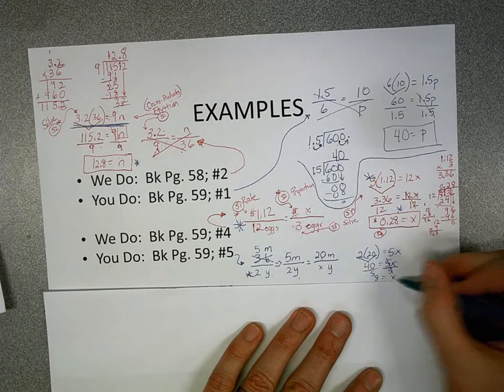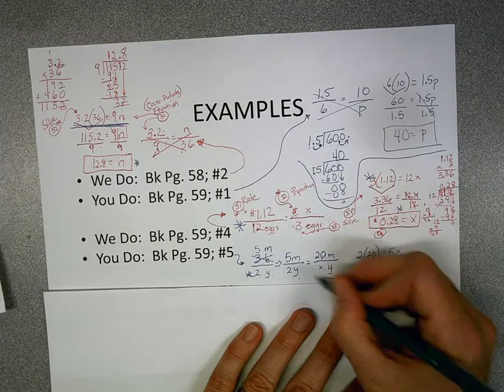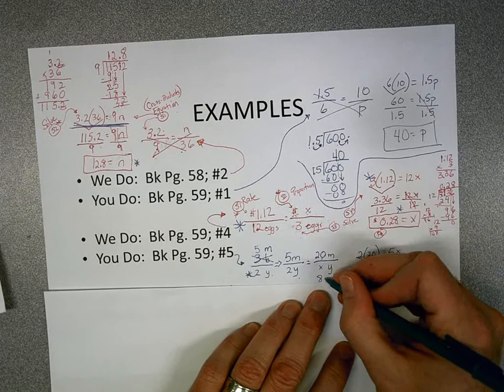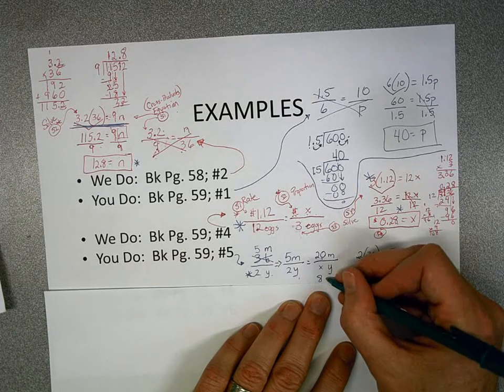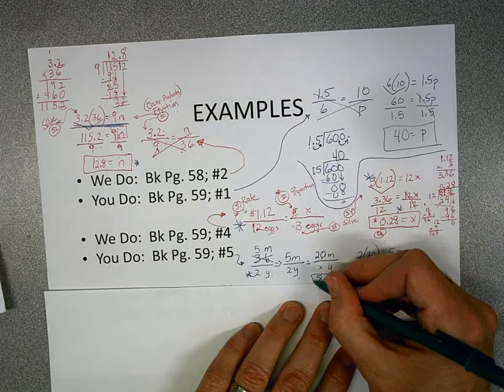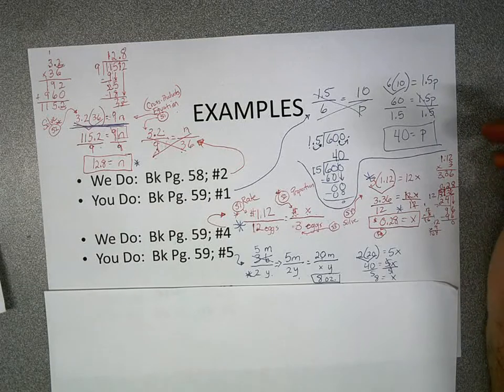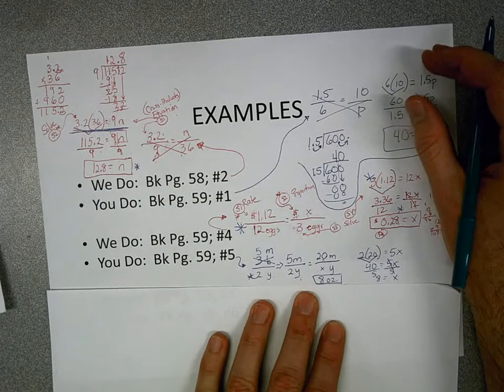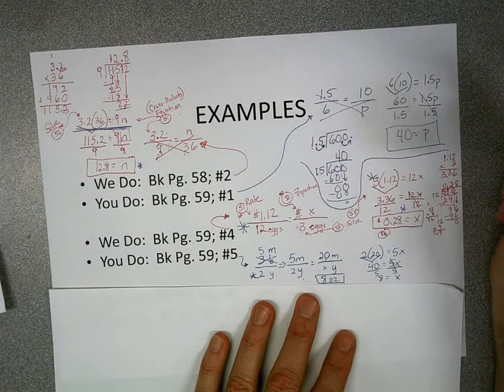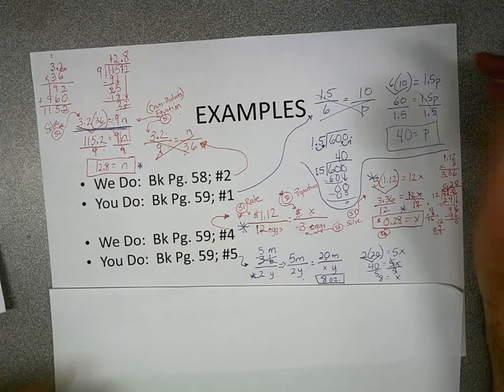Now don't forget your units. 8. How much of yellow? Because that's what the question says: how many ounces of yellow paint does Sheila need for the new mixture? 8 ounces of yellow. Okay, a little tricky on that one. All right.